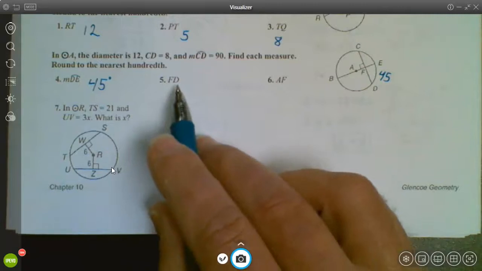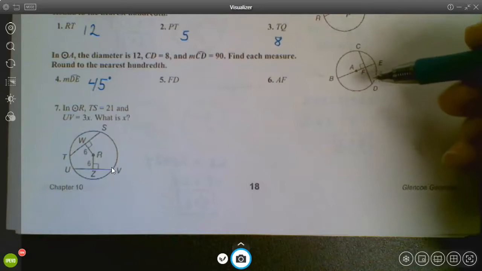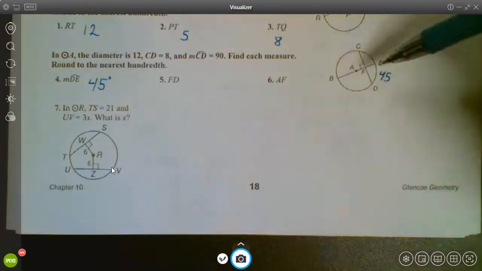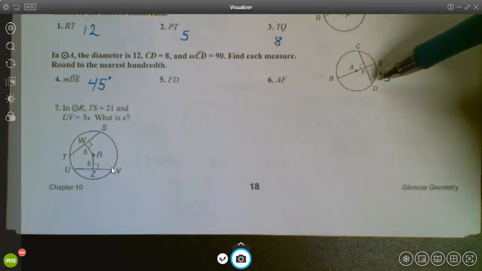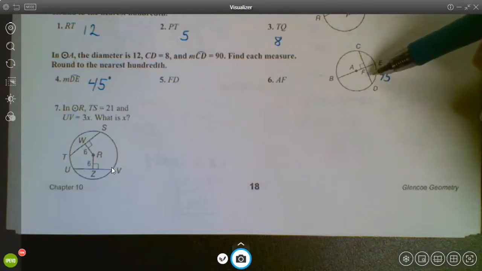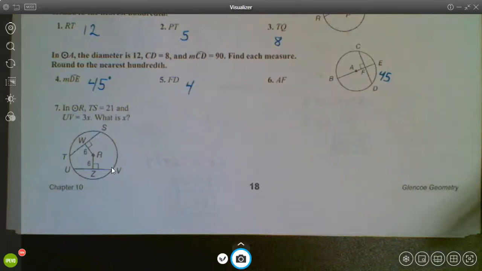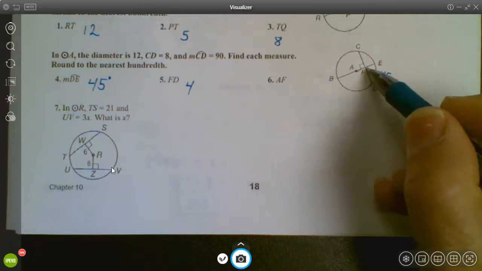What about FD? What is the length of FD? That's half of the chord right there. So they told us right here that CD is 8. So here's CD. And as we just mentioned, because the diameter is perpendicular to this chord, it cut the chord in half. So if this chord was CD, that means this half is 4 and this half is 4. All right, how about AF? So the little segment from right here to right there.